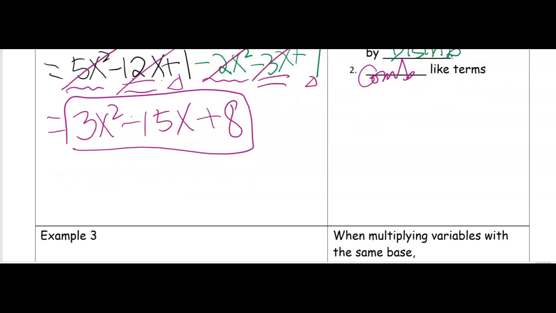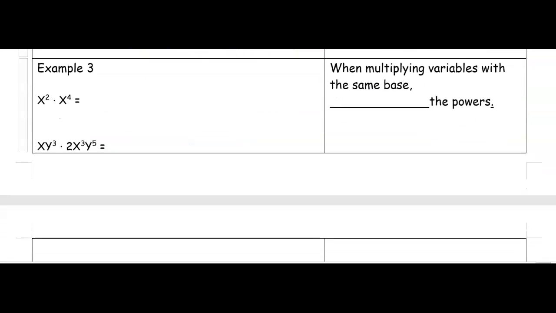Next example, let's do a multiplication problem. So here, let's do the simple multiplication to review it. For the first little problem, we have x squared times x to the power of 4. You see they have the same base. So if the two variables have the same base and you multiply them, you still have the same base, but for the power, you're not going to multiply them. You're going to add up the powers. So which gives you x to the power of 6.